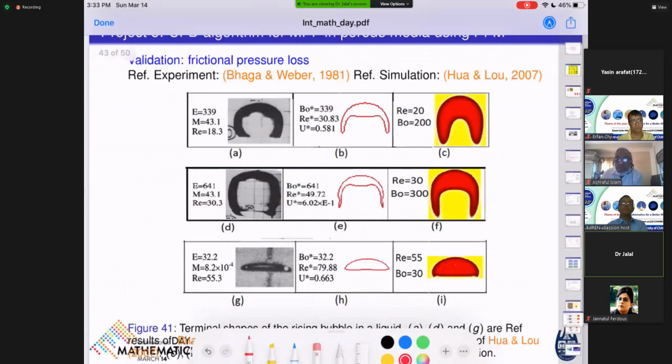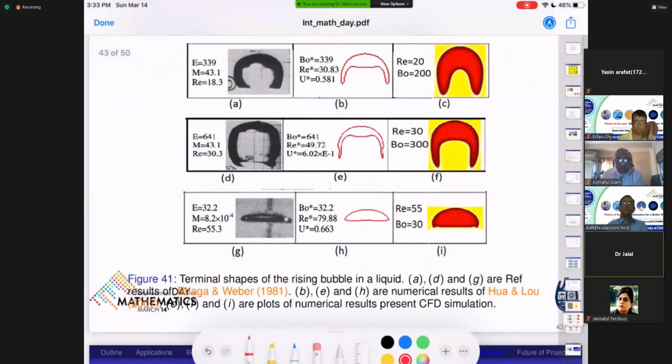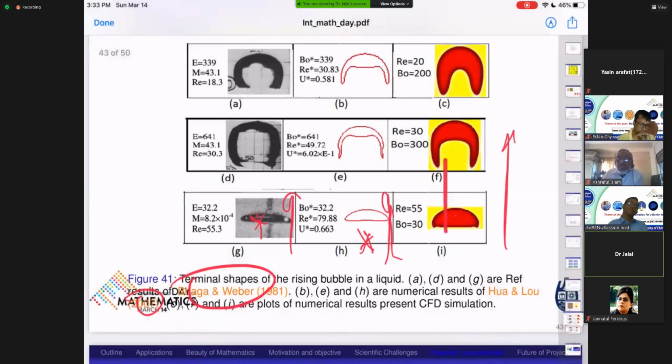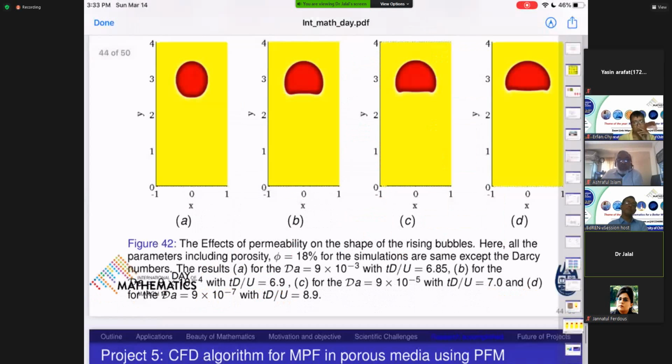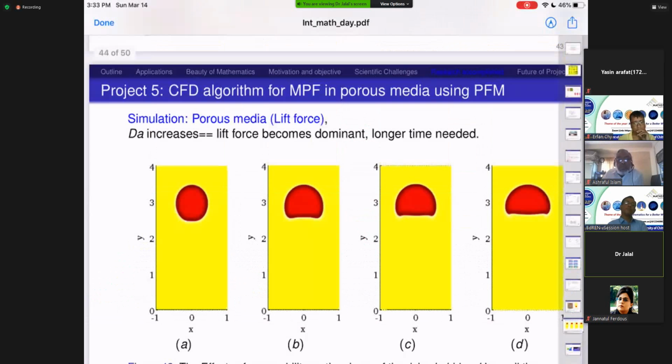Now we simulate some results to match with the experimental. These are the experimental results published in a paper here. This one and this one are the experimental, and these are the simulation. This is our current simulation, current study, and this is using porous media.